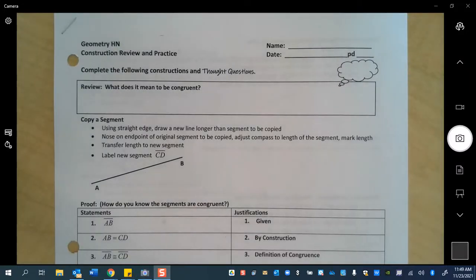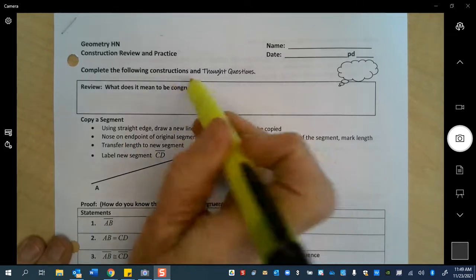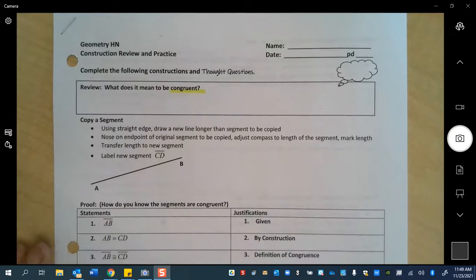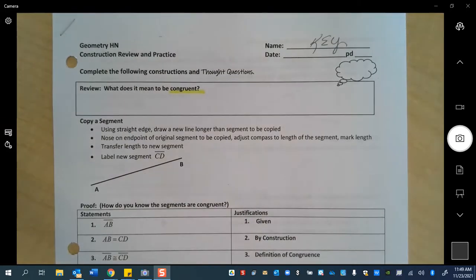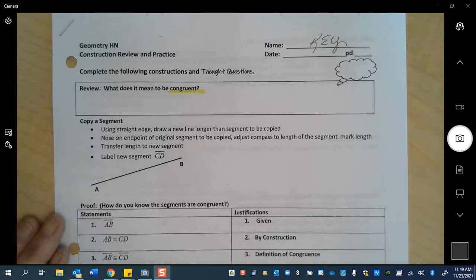All right, so what I want you to do first with your group is talk about and review what it means to be congruent. What does that word mean? Turn and talk to your group mates. Mark, set, go. All right, so give me some feedback. What does it mean to be congruent?